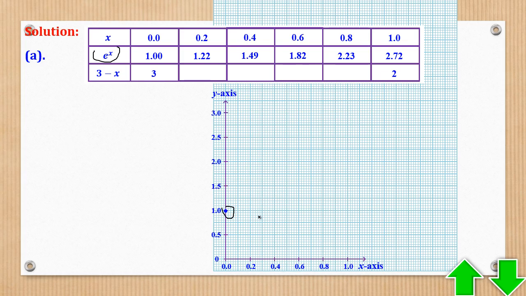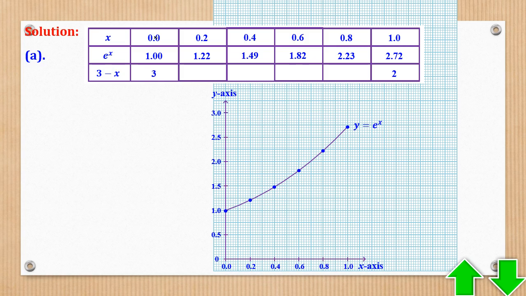0.2 corresponds with 1.22. 0.4 corresponds with 1.49. 0.6 corresponds with 1.82. 0.8 corresponds to 2.23, and 1 corresponds with 2.72. So we need to join using freehand, and the curve should be reasonably smooth and labeled.